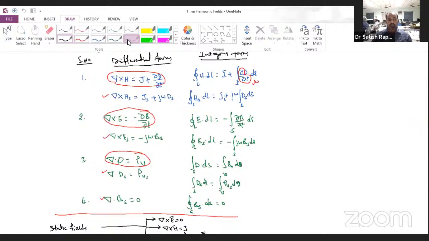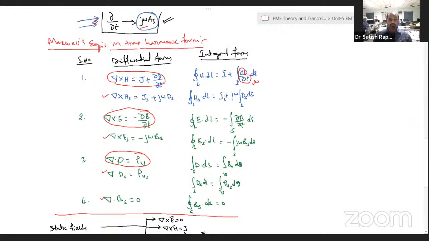As you can see here, Maxwell's equations in time harmonic form. This is the Maxwell's equation in time harmonic form, and this one, and this one, and this one are the Maxwell's equations in time harmonic form. We have come across those.